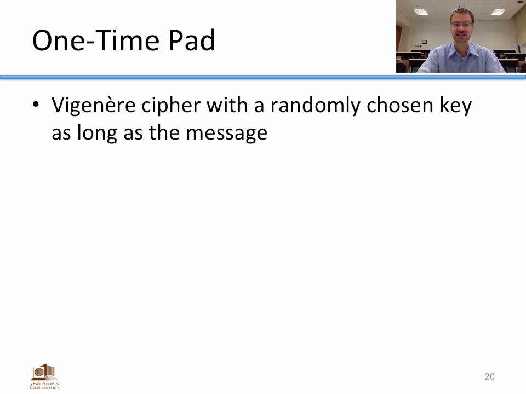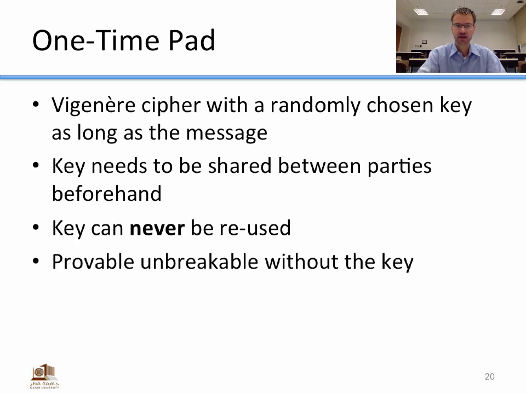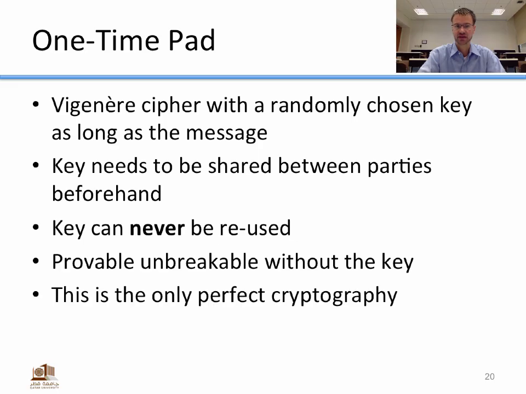And a one-time pad is a Vigenère cipher with a randomly chosen key that's just as long as the message. The key needs to be shared between the two parties, the two people in the communication, beforehand. And that's kind of the problem with the one-time pad. That's actually a fairly difficult thing to do. And the key can never be reused. And like I mentioned before, a one-time pad is totally unbreakable without the key. This is the only perfect cryptography.